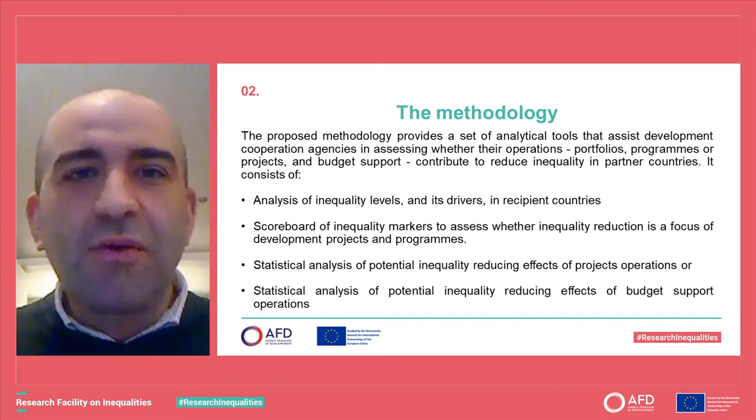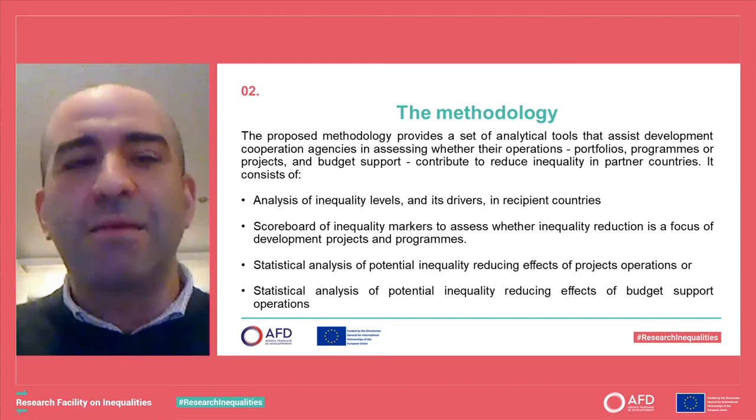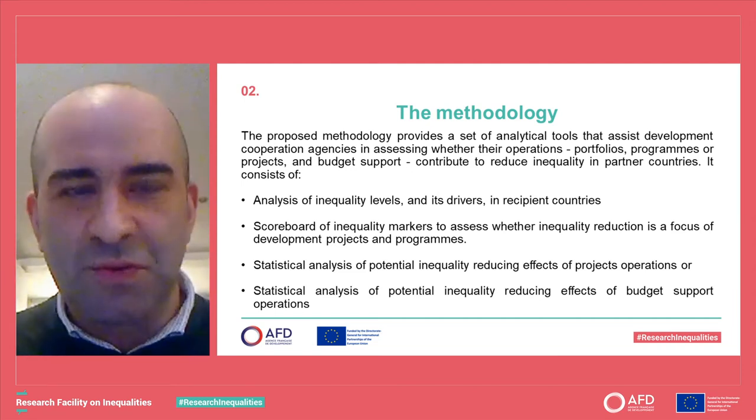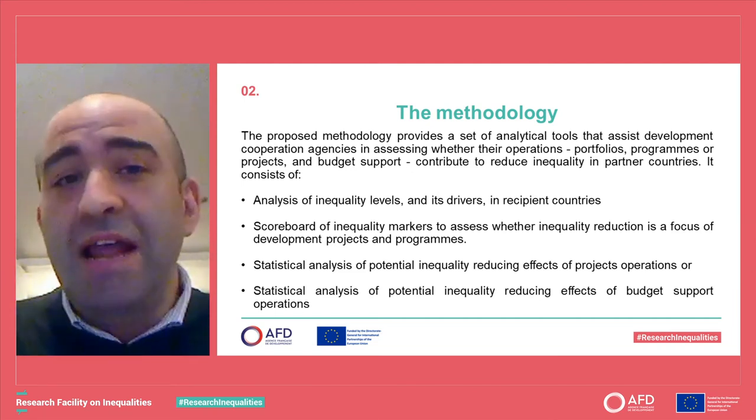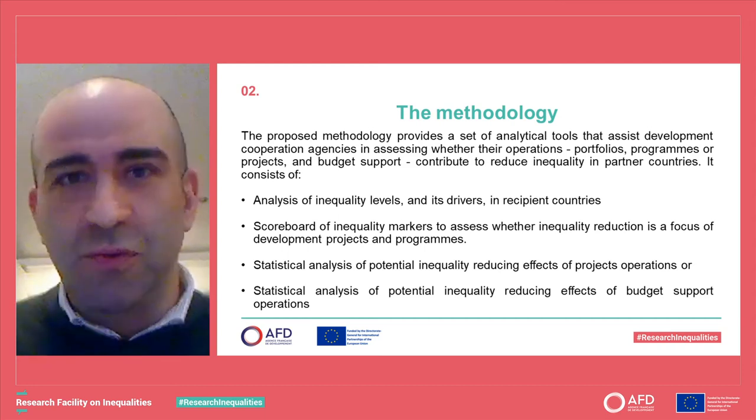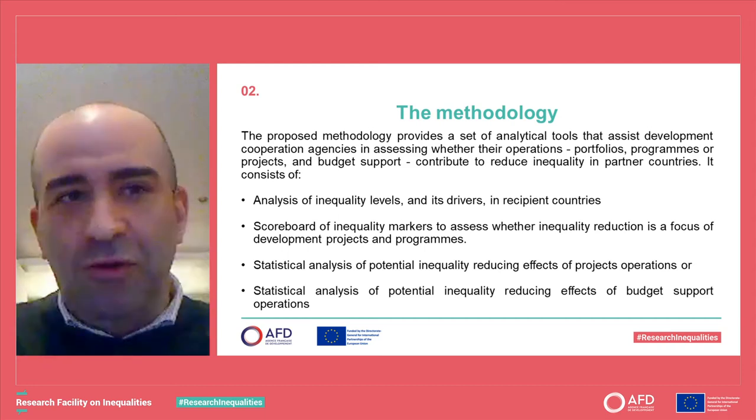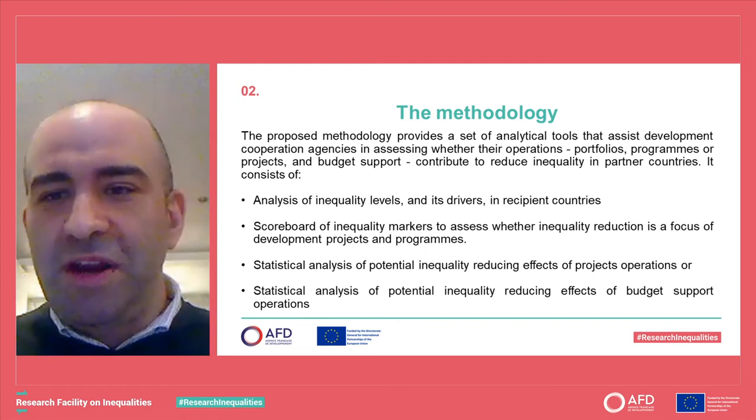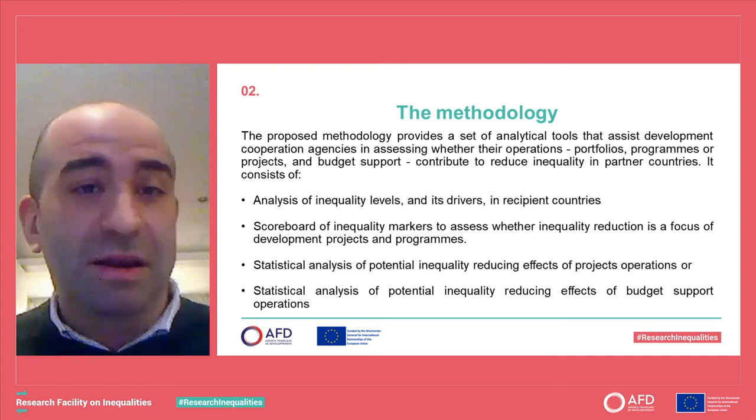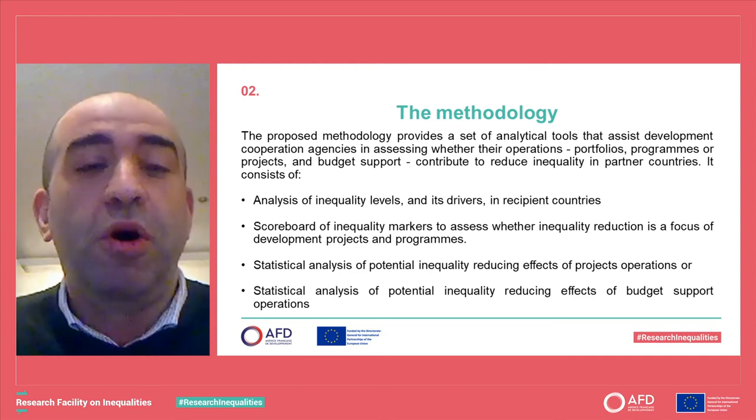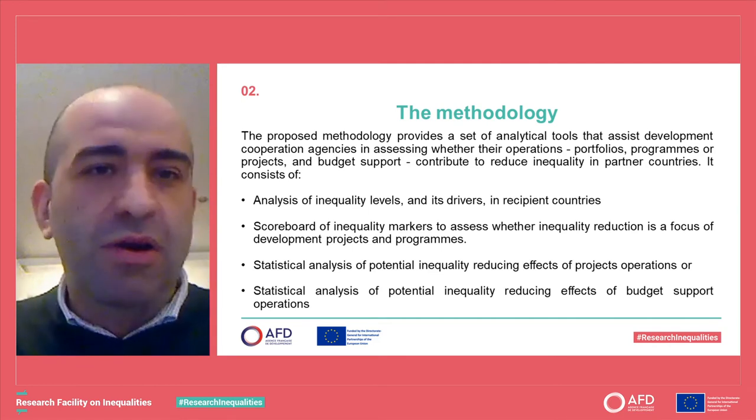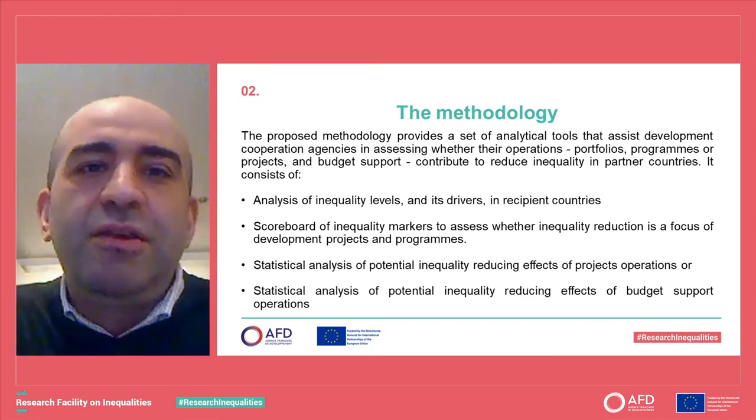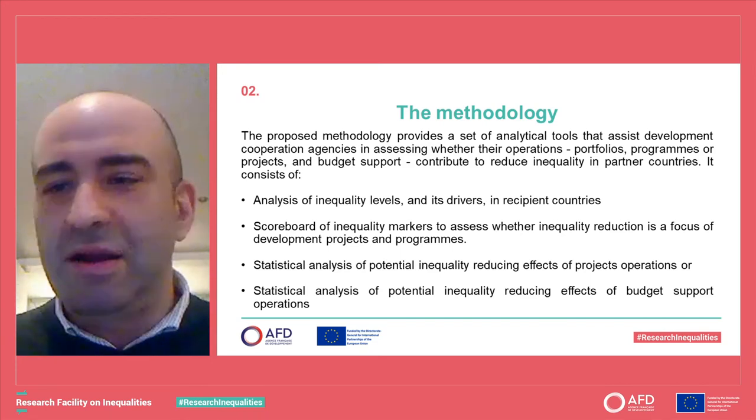So inequality situation and drivers, and we explain a bit how it works in terms of data and how you read the data, because it's not easy to do. Secondly, once you decide what area you want to work on, and then of course the project that you want to develop, we structure a scoreboard of inequality markers to assess whether inequality reduction is a focus of your project or program. We talk about documents. It can be a strategy of a government, or of your own program. And it can be done ex ante, of course, and ex post. I will show you a bit later how this works.